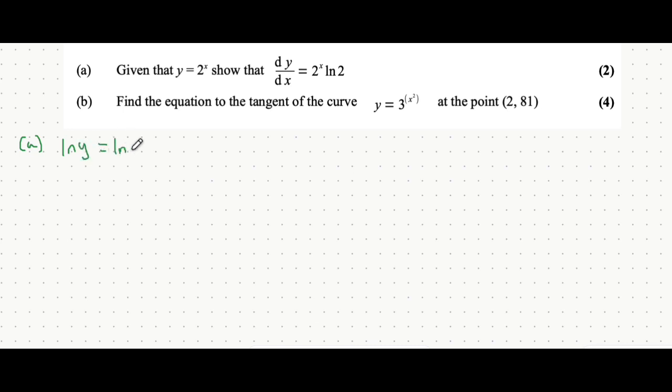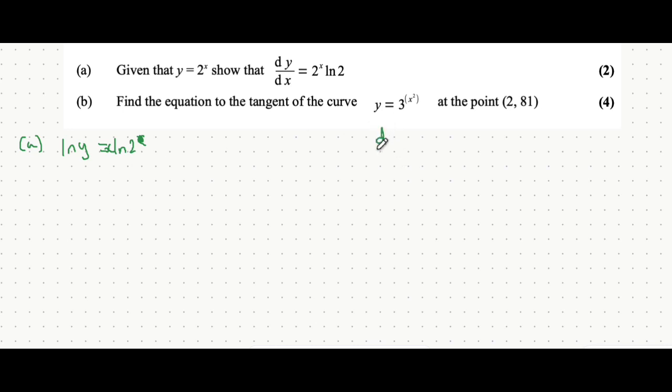So let's do that. ln of y equals ln of 2 to the power of x. Now, why do we do that? It's because when we apply logarithms, we can use a rule where we take the power as the coefficient. So we can say that it's now equal to x ln 2. And now that it's a coefficient, we're able to use some sort of differentiation method.